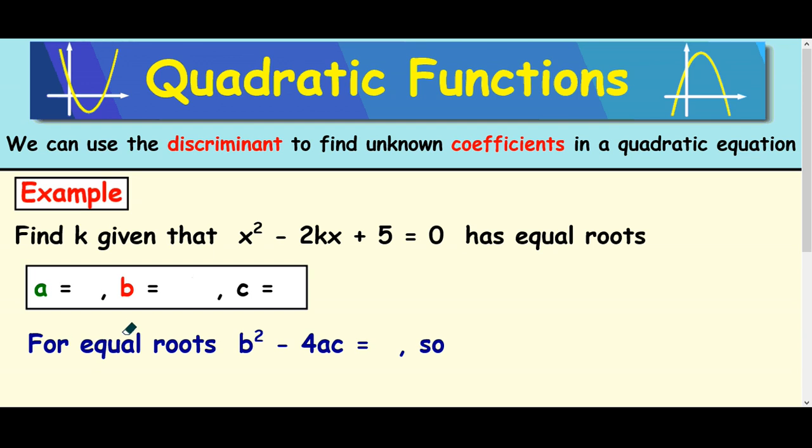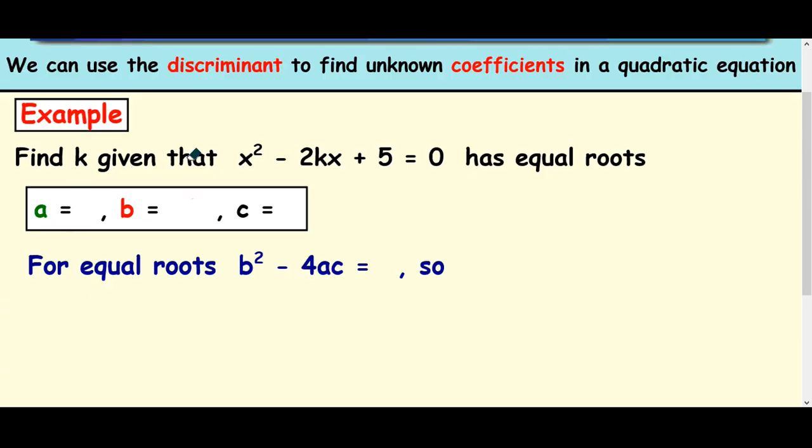Right, let's have a look at another one. This time we've to find the k value, so I've put it in here this time. And again, we're using equal roots. So find k given that that has equal roots. Same thing: coefficient of x squared, 1. Coefficient of x, now that's minus 2k. Really important to take that minus. So it's minus 2k, and the c value is 5.